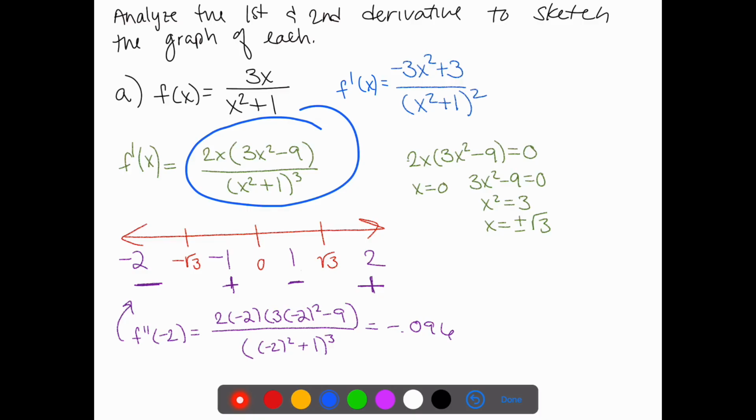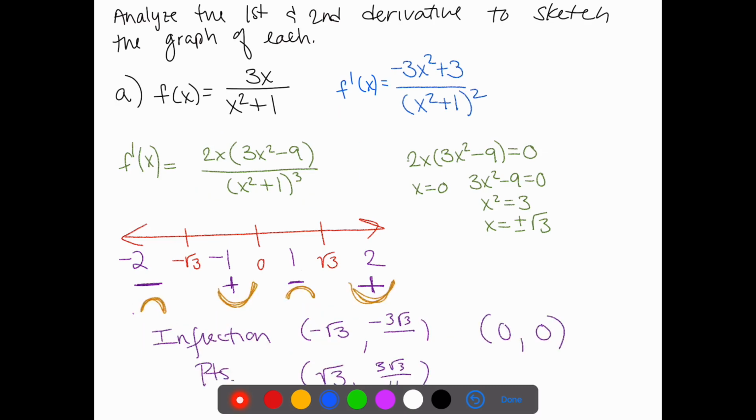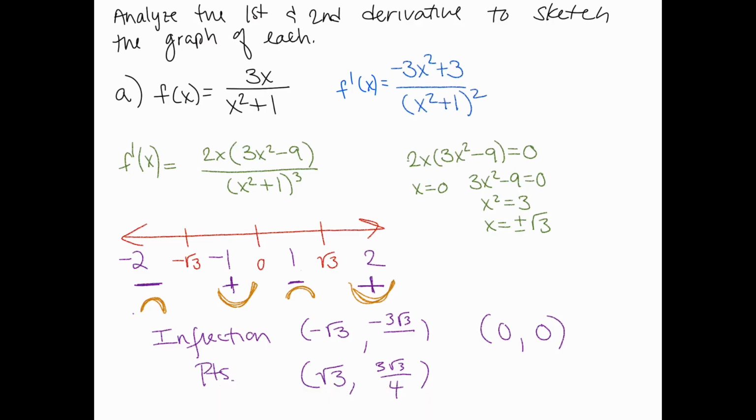And if I plug negative 1 into my second derivative, I get a positive number. If I plug positive 1 in, I get a negative. If I plug positive 2 in, I get a positive. So the negatives tell me the function is concave down, and the positives tell me the function is concave up. So this graph changes from concave down to concave up to concave down to concave up.